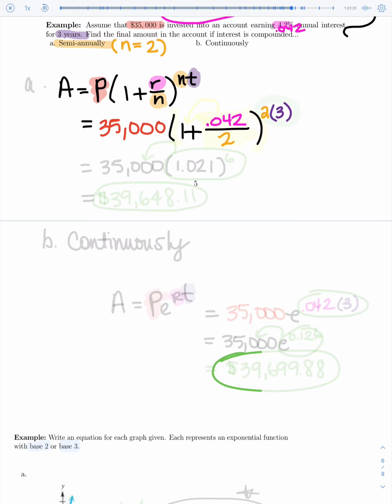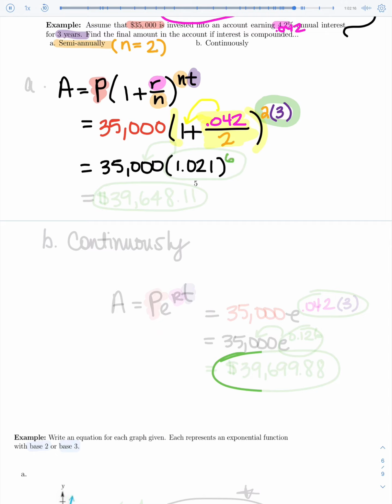Our order of operations is going to tell us to start inside of our parentheses first. Well, what's inside of our parentheses that we actually want to start out with first is division comes first. So we're going to start out by taking our 0.042 divided by 2, and then whatever that is, we'll add our 1. Let's see what that is. Well, for that we will get 1.021. We're not going to touch anything else. We'll leave the 35,000 out in front. If anything, we could simplify the exponent that's outside here, the 2 times 3, which is just a 6.